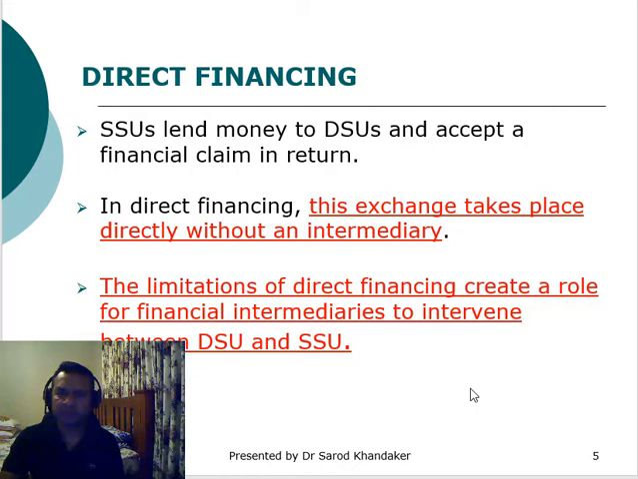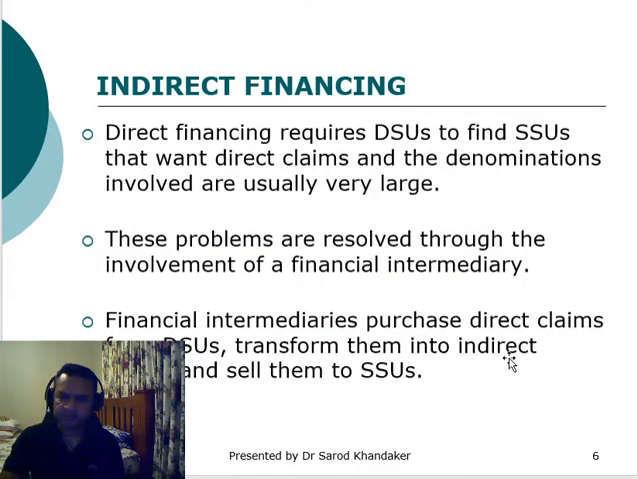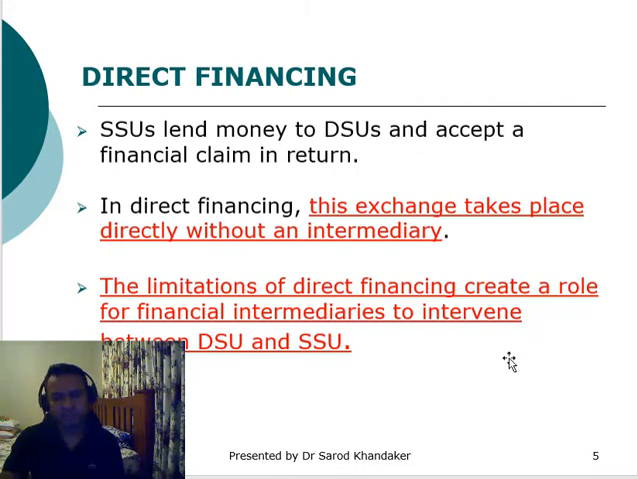Now, when we are discussing the financial system, you also need to understand what is called direct financing and what is called indirect financing. By the name, you would be able to understand direct financing, where there is a direct relationship between the supplier of the funds and the demander of the funds. If you look here, it states that SSUs lend money to DSUs and accept a financial claim in return. In direct financing, this exchange takes place directly without any intermediary or any financial institutions.